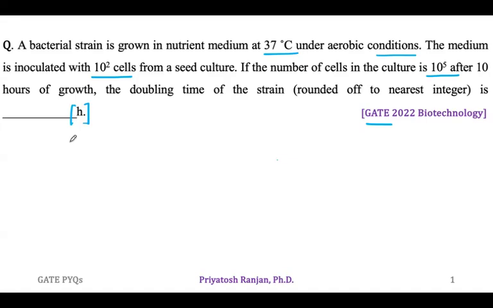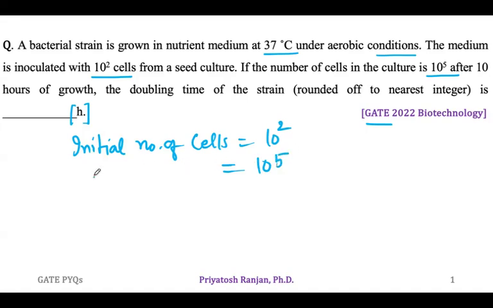Now, let's try to understand this question. What all information is given here? The first thing is the initial number of cells, and the value is 10 raised to the power 2. And then we have, after 10 hours of growth, the population of the cells is 10 raised to the power 5 at a given time t.